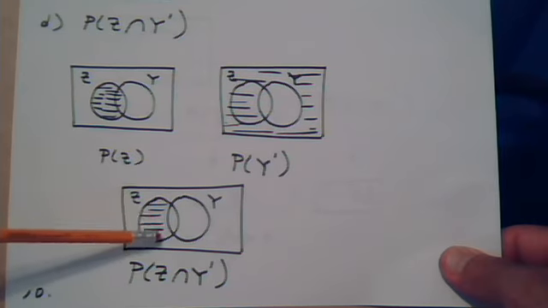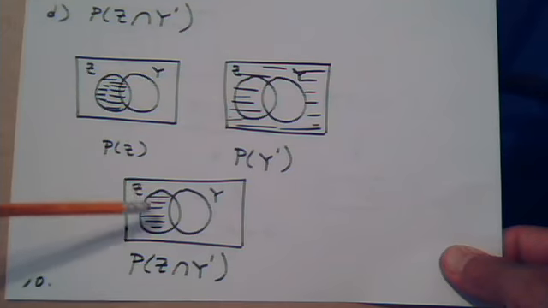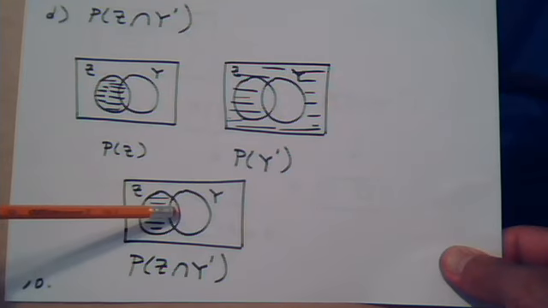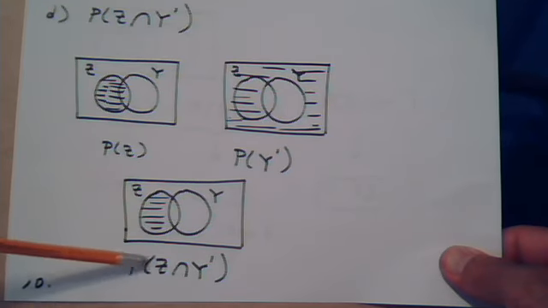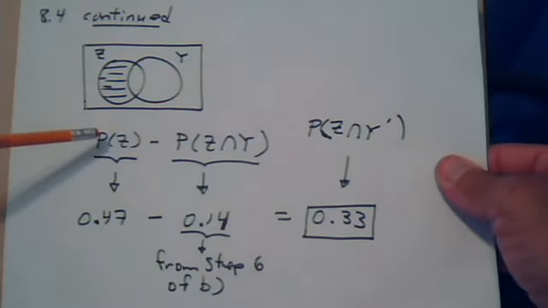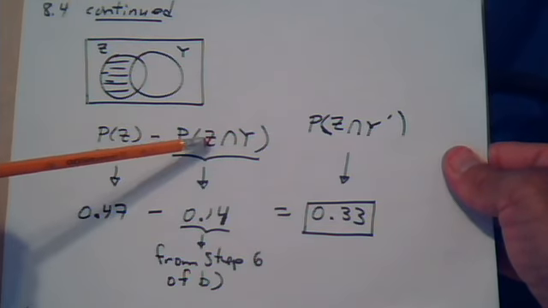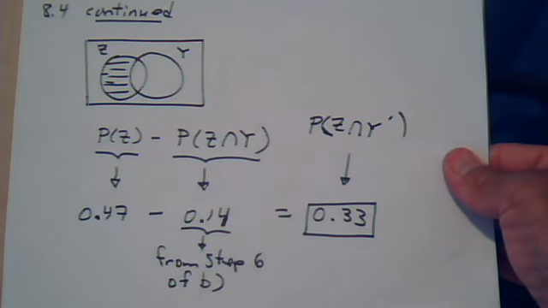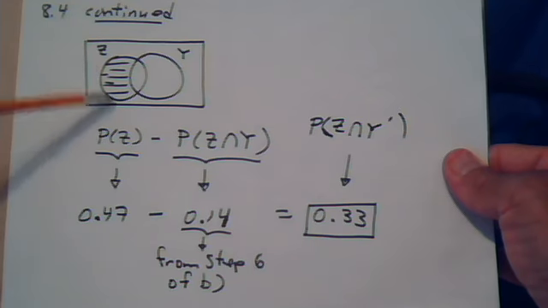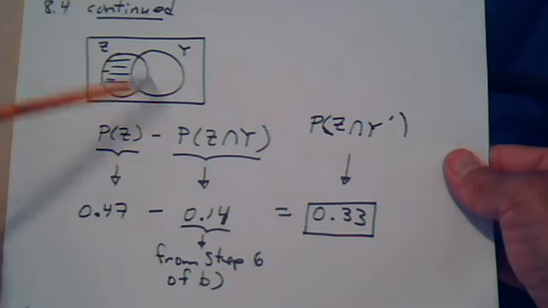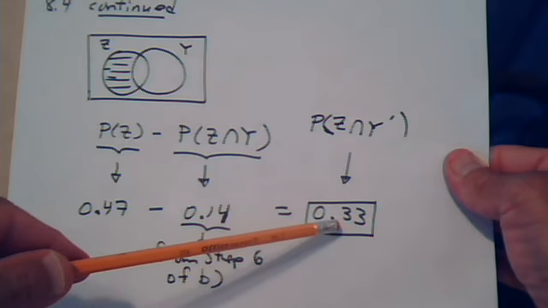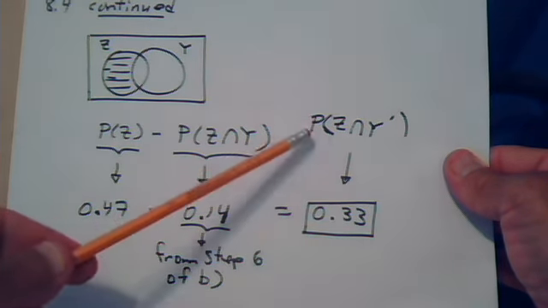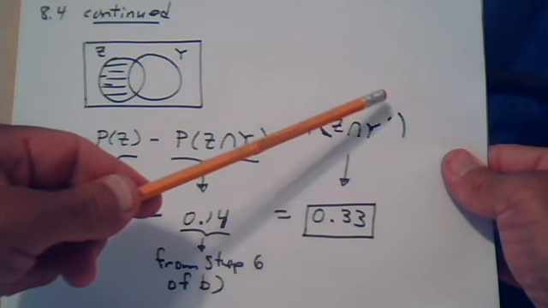So now we need to find out how we're going to find a number for this. So if you look at it, it would be the Z minus the intersection. So whatever Z was worth minus the intersection number will give you the shaded region, which is the question we need to answer. So the probability of the Z, and we have the probability of the intersection of Z and Y from a previous step in the problem. So take the Z, remove, that means subtract the intersection part, the overlap part, and that gives you 0.33 for the probability of Z intersection with the complement of Y.